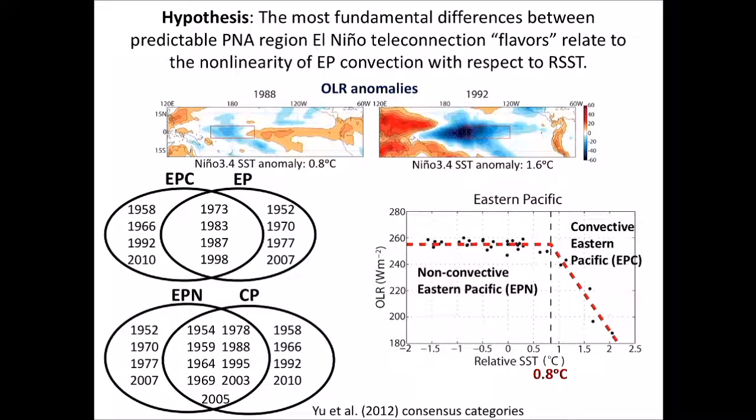Well, if we use the Yu et al. 2012 consensus categories, you can see that there is some overlap between Eastern Pacific and convective Eastern Pacific, and between Central Pacific and non-convective Eastern Pacific, but they're not the same thing. So I'd say no, it's not identical to just EP versus CP El Niño.